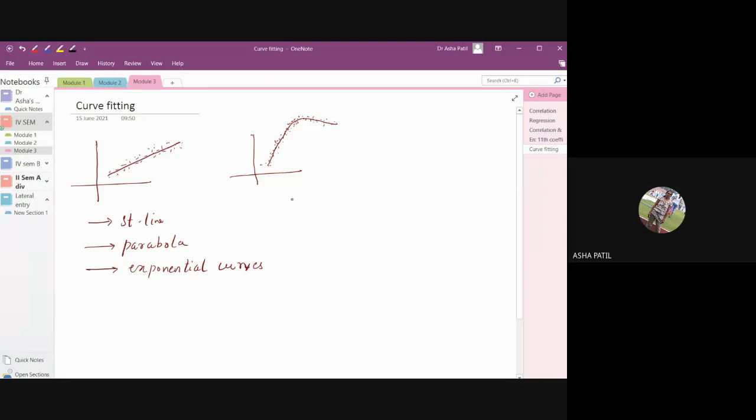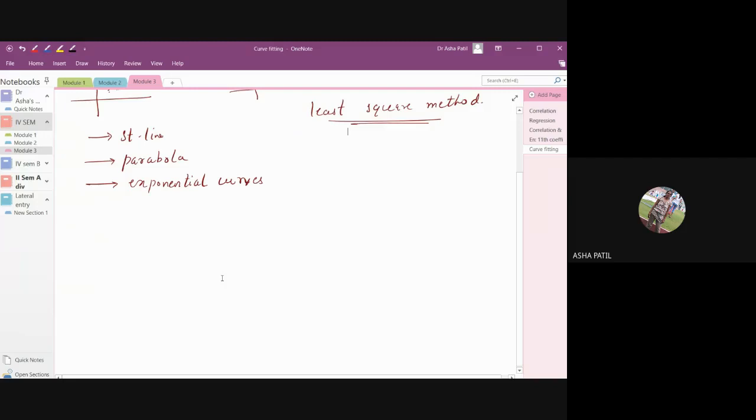And the method that we are following to fit these curves, it is called as least square method. There are different methods. The method under which we are fitting a curve is least square method. Okay, they may mention in the question, apply least square method to find the equation of the curve, or they may just ask you fit a curve that best fits the given data. So first let us go for a straight line.